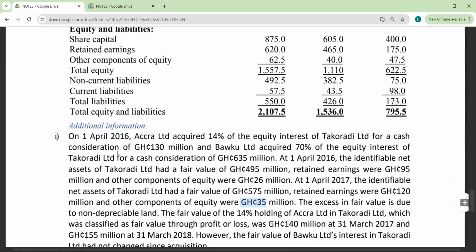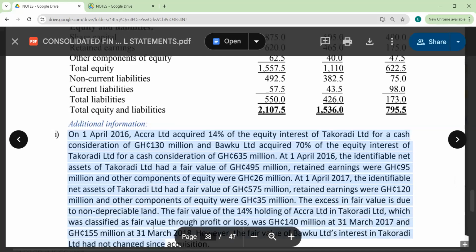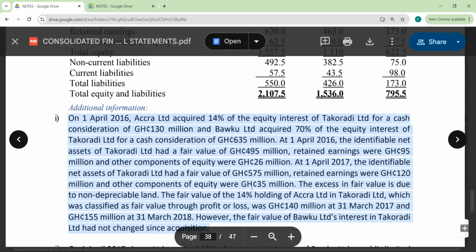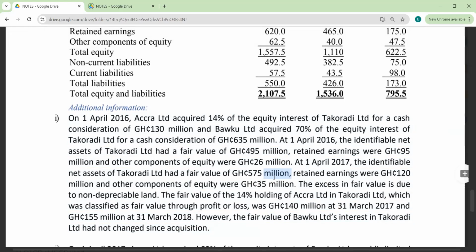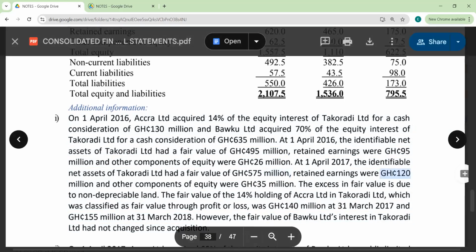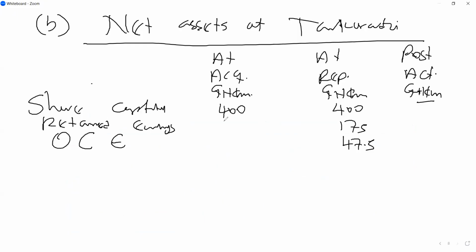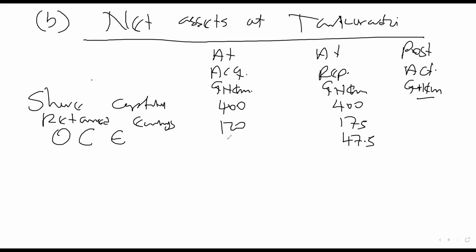In exams, people will read all this story, taking 2 minutes. When they are finished, they need extra time to go and pick the figures again. No. Once you read the figure and you need it, you pick it. Retained earnings for this one, Tadi, 120 and 35. Target, go and put it in the account. 120 and 35.